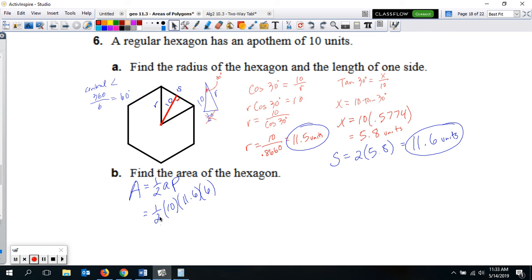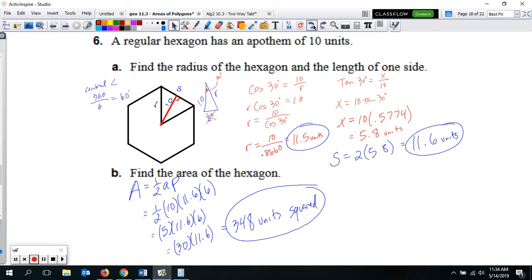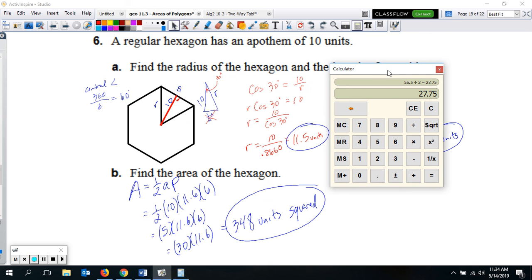And now as we go through here, we can say half of 10 is 5. We might want to do that first to get rid of that fraction. So we can say 5 times 11.6 times 6. And then we just start multiplying it out. So we can do 5 times 6 quickly in our head. That's 30. So 30 times 11.6 now on the calculator. And that would be 348 units squared. So it comes out to be pretty close to a whole number there. So 30 times 11.6 does give us exactly 348.